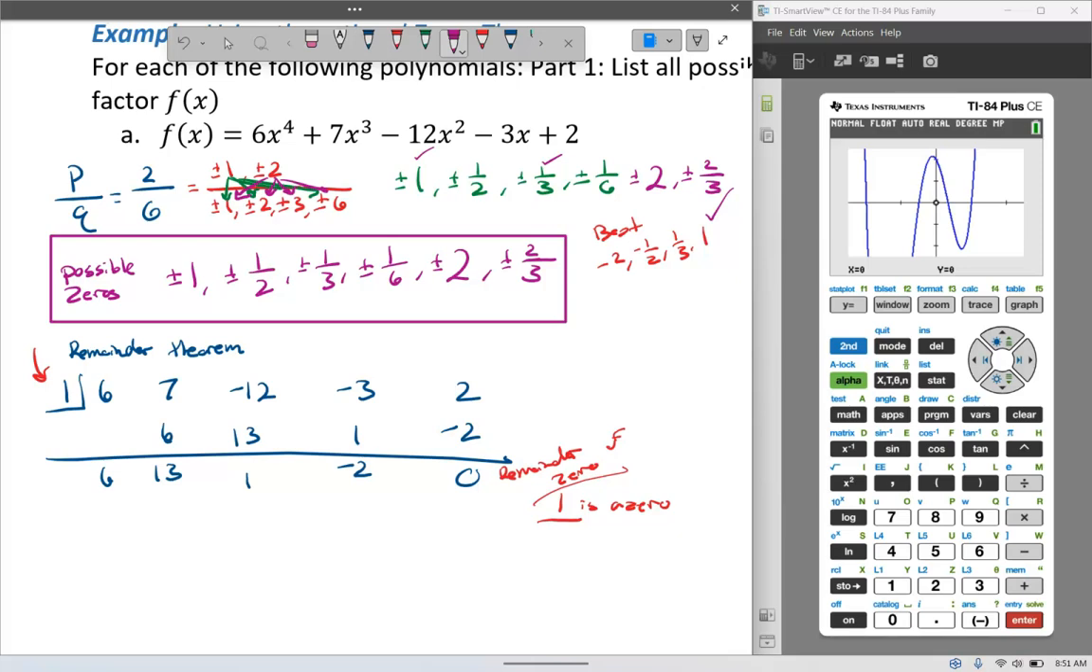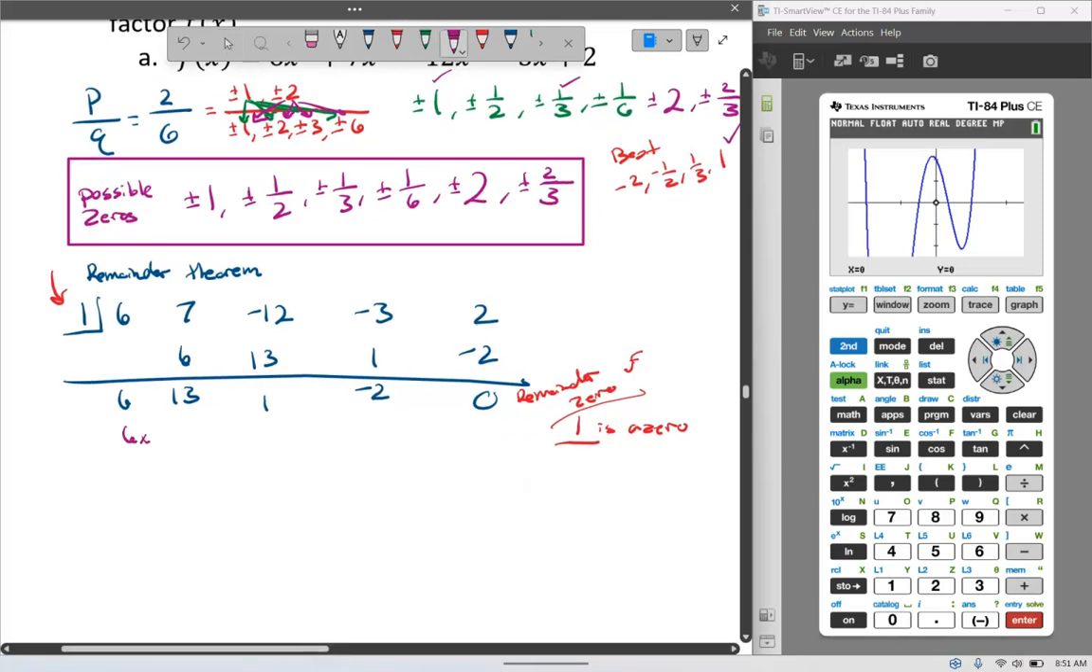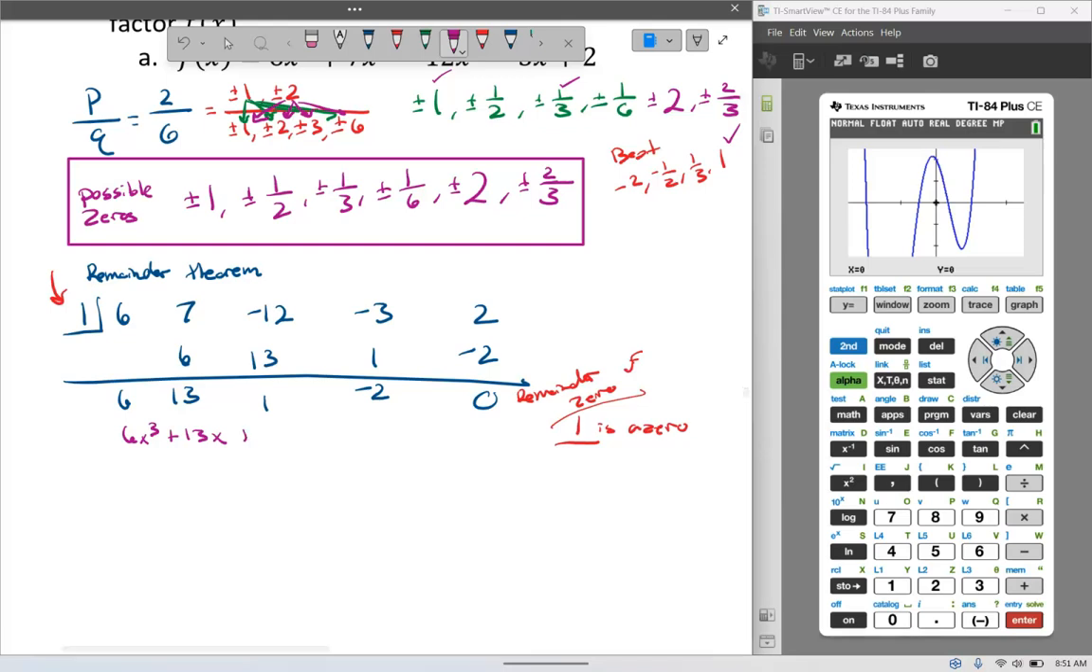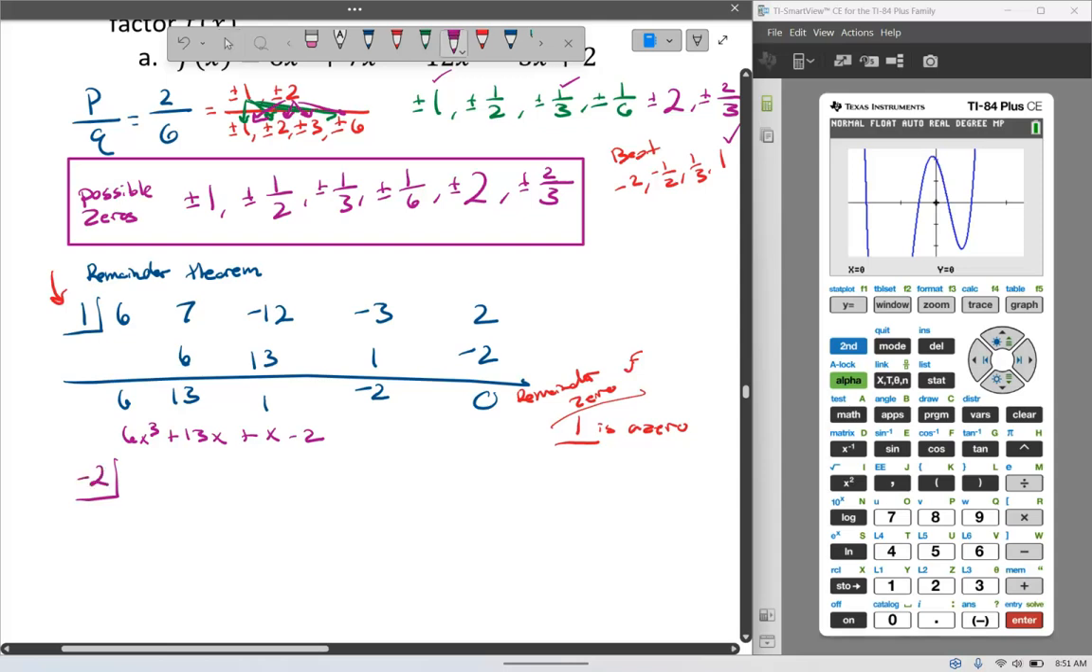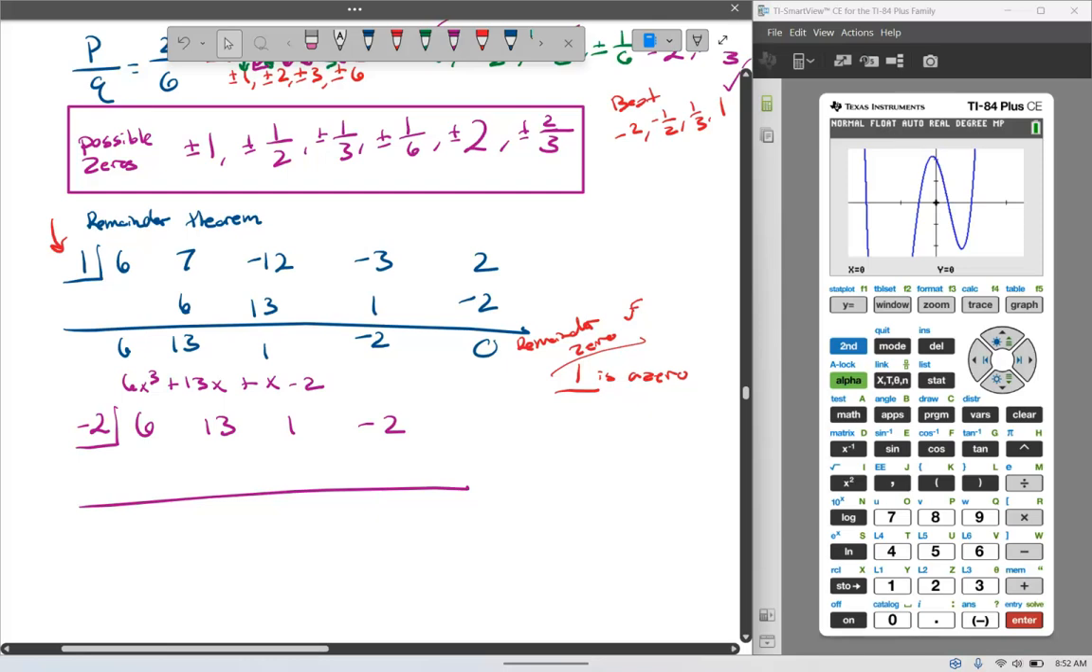If one of these didn't work, then we would just keep going and checking. We don't need to do synthetic division with all of these. We just need enough to get to a quadratic, so then we can factor or solve the quadratic that's left. Now, keep in mind, this quotient here is now 6x to the third plus 13x squared plus x minus 2. We don't have a quadratic yet, so we need to do synthetic division again with one of these numbers. Since we already know that 1 worked, let's try a different one like -2, and we can do synthetic division. If we get a remainder of 0, that means that -2 is a zero. If we don't, then we need to try a different number.